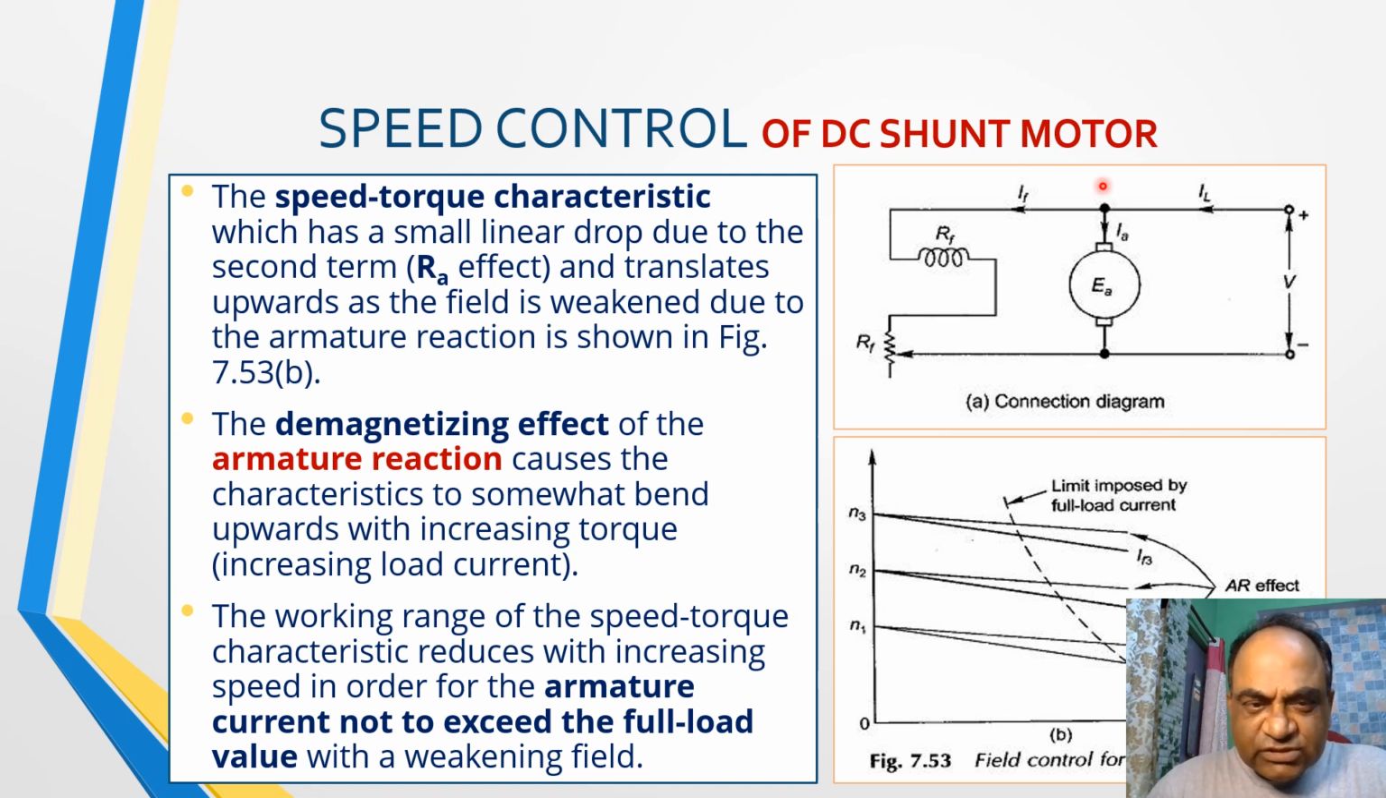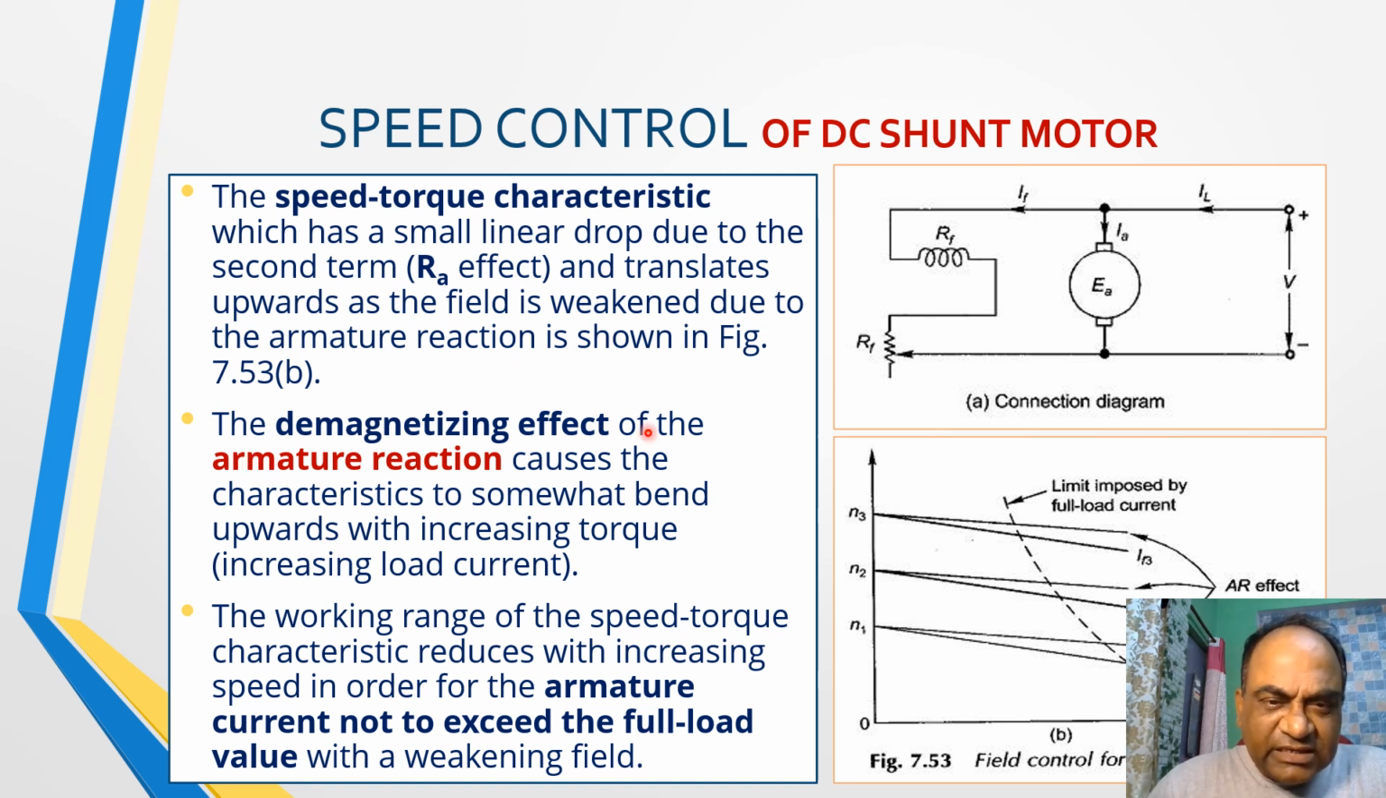Speed control of the DC shunt motor continues in this slide also. The speed torque characteristic has a small linear drop due to the second term, the RA effect, and translates upward as the field is weakened due to the armature reaction, in the figure shown. So, armature reaction is the effect of the armature field on the main field, that is the field because of the poles.